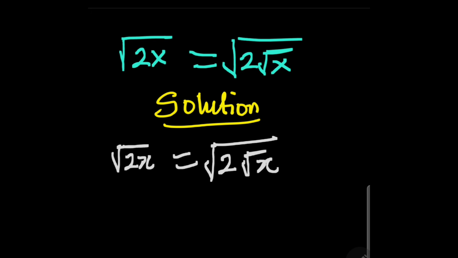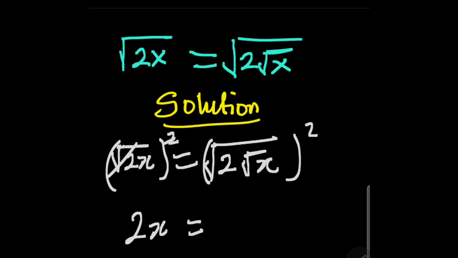Now the next thing we're going to do is to eliminate the square root, and to eliminate the square root we're going to square both sides of the equation. So we square the left hand side and also we square the right hand side, so that this square here is going to cancel the square root. Then in the left hand side we are left with only 2x, which is going to be equal to, and also the square here is going to cancel the square root, so we're going to be left with only 2 root x in the right hand side.